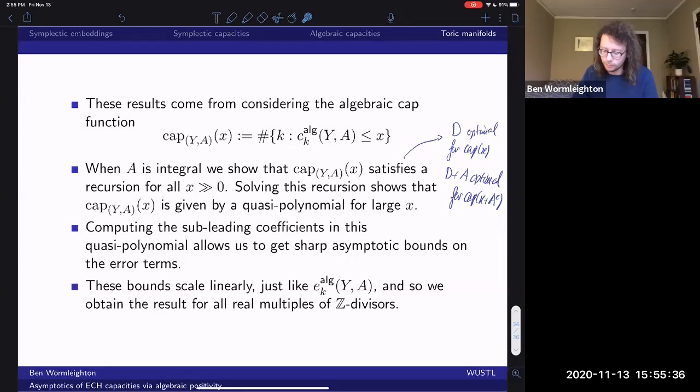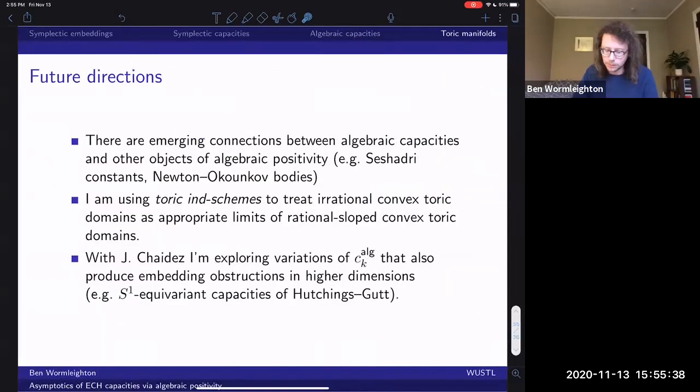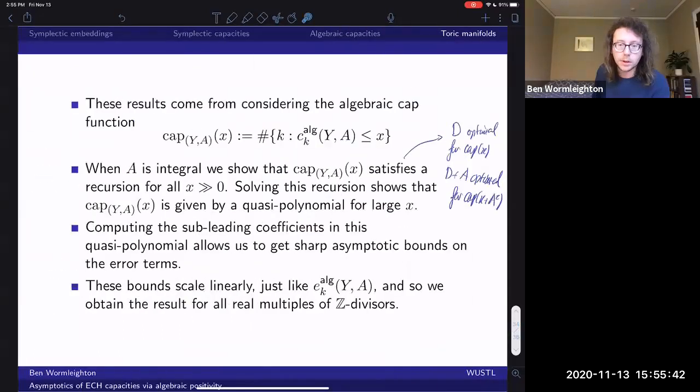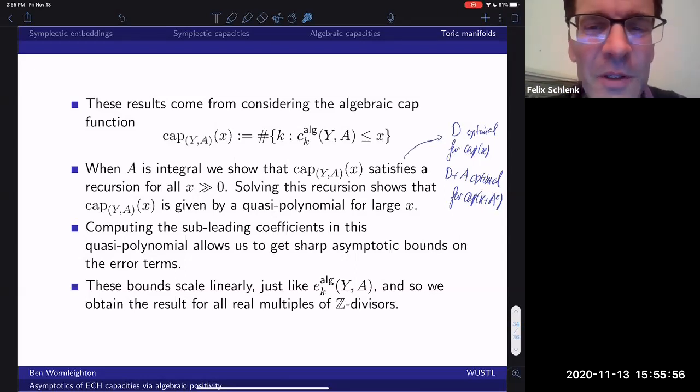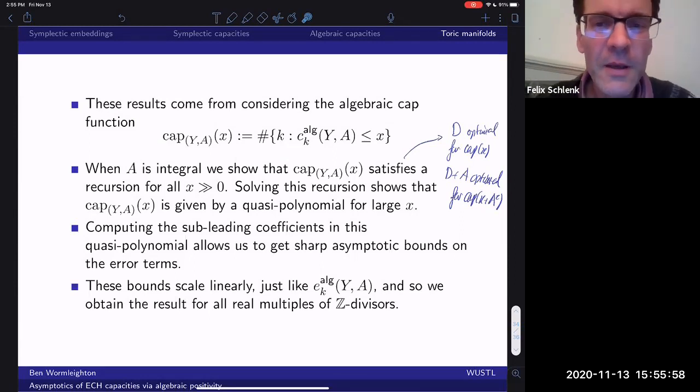Okay. So my last few minutes, actually, let me just pause for questions or comments about this just before I jump on. Can you briefly recall why one wishes to understand this asymptotic so precisely?